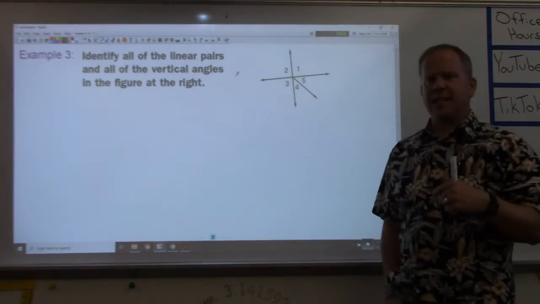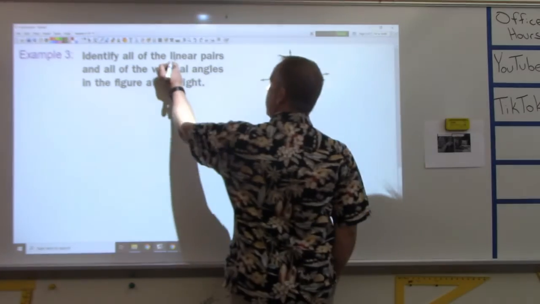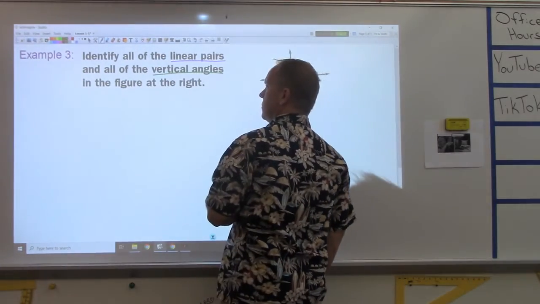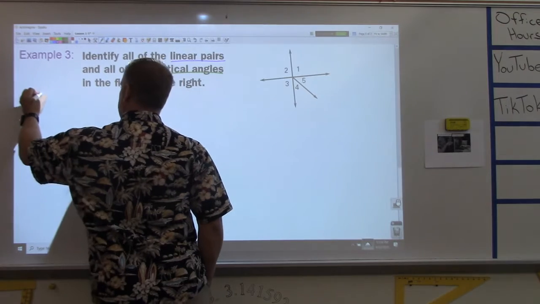Example 3, a lot like example 1, but this time they want me to name linear pairs and verticals. So I'm going to start with the linear pairs.